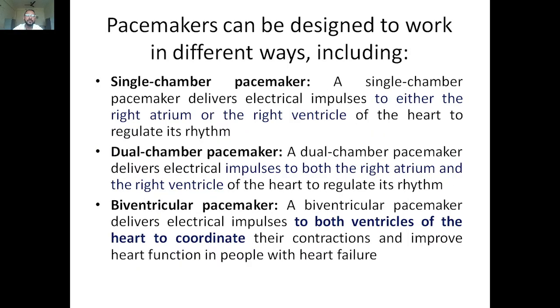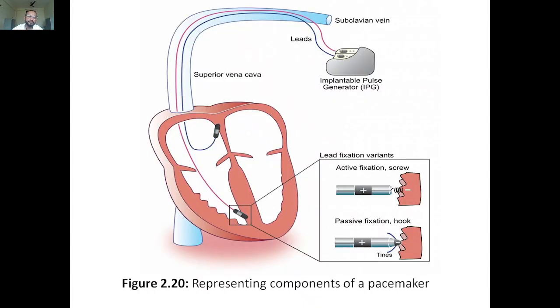Now moving to the third design, the biventricular pacemaker. It delivers the electrical impulse to both ventricles of the heart, to coordinate their contraction and to improve heart function in people with heart failure. So when we use a biventricular pacemaker, it is used only for the ventricles. That means only this side, right and left ventricles. So now this wire will be coming to here. Understanding? Only here, no atrium.